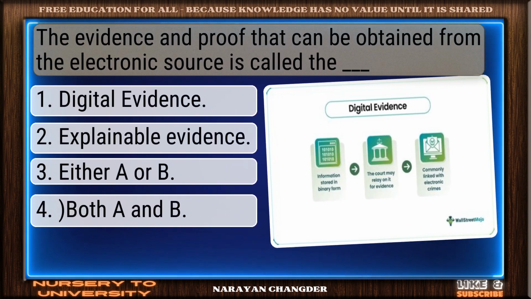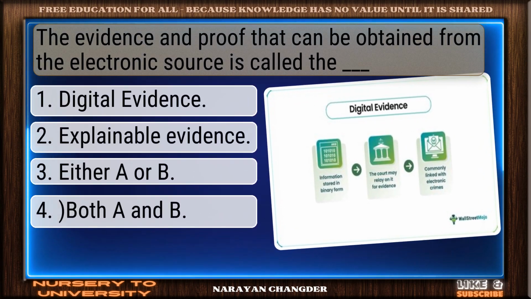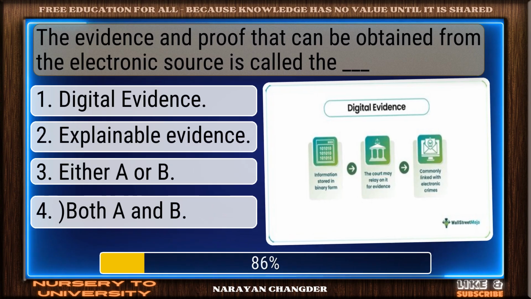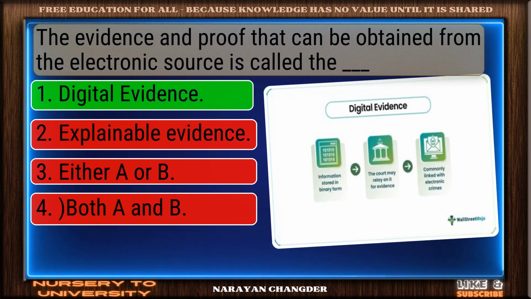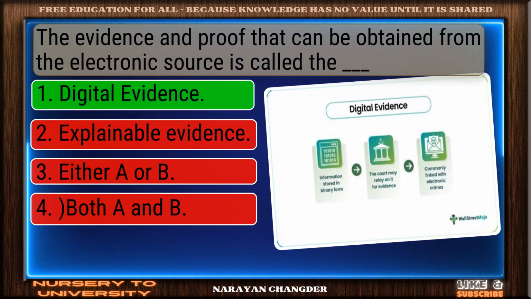Question number 31. The evidence and proof that can be obtained from the electronic source is called the DASH. Exactly. Digital evidence makes sense and it is the right choice.